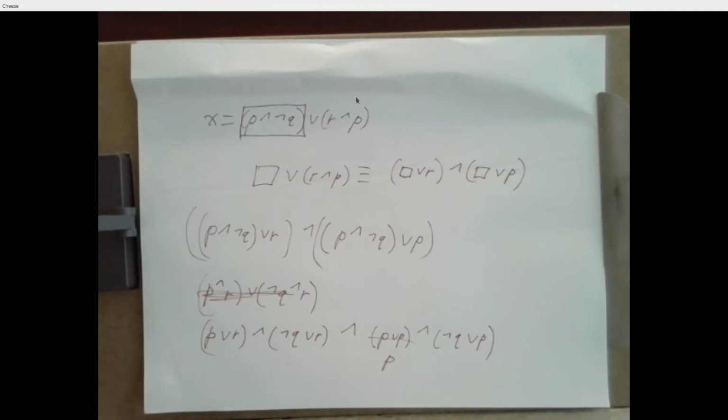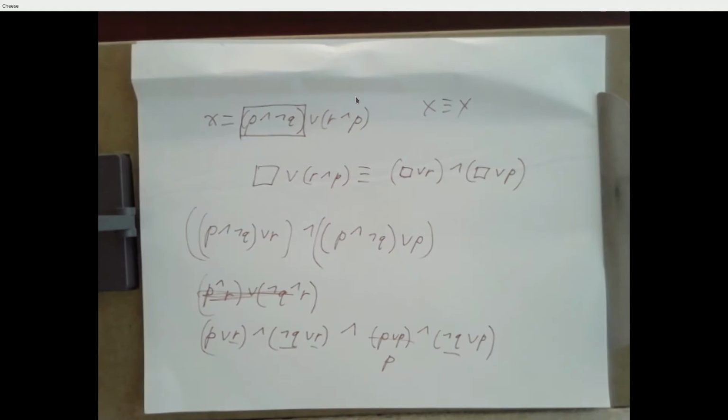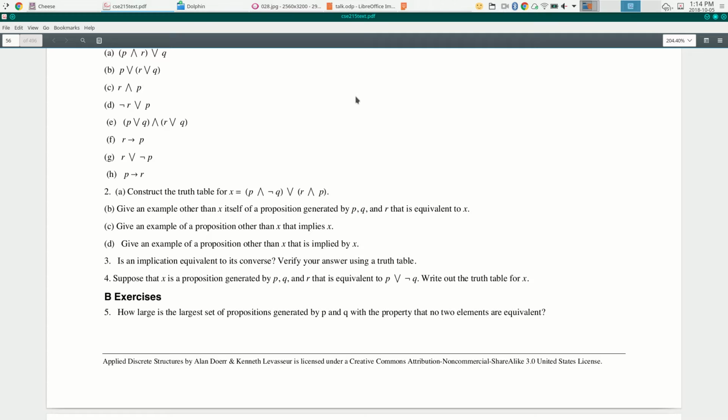But I think we could factor out the R from these if we wanted, or we could factor out the not Q from these. And so you can start changing this around into different expressions and find something that's equivalent to it. The goal is just to find something other than X that is equivalent to X. Find some other expression.